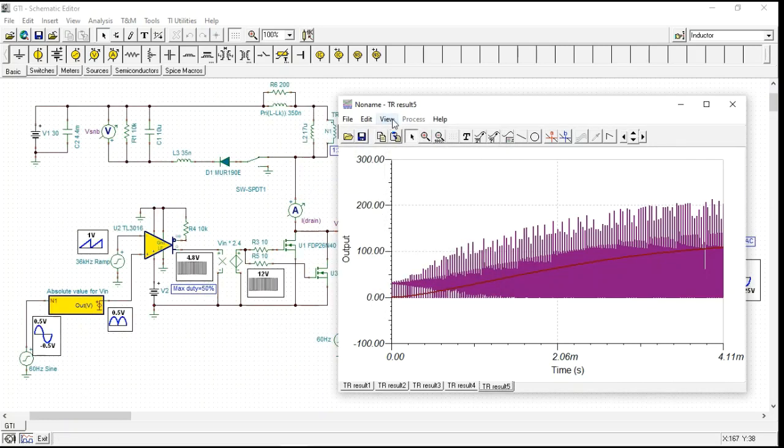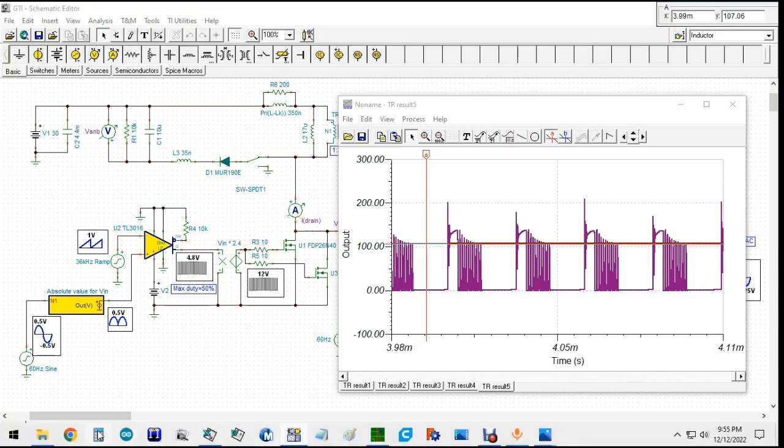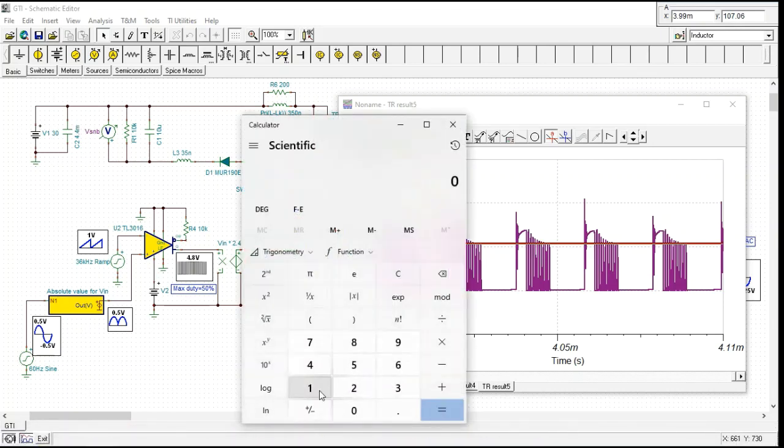Okay, so now let me look at this again. Here's the snubber voltage. Snubber voltage is at 107. It's at 101 right now with the 25K. So here it's saying 107 volts, and then you have 10K, so it's going to be 107 squared divided by 10,000 as the power. It's going to be 1.1 watts. Right now it's about half a watt.